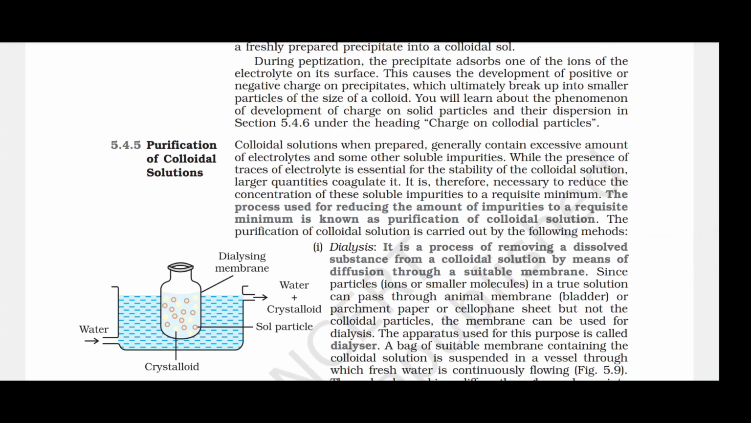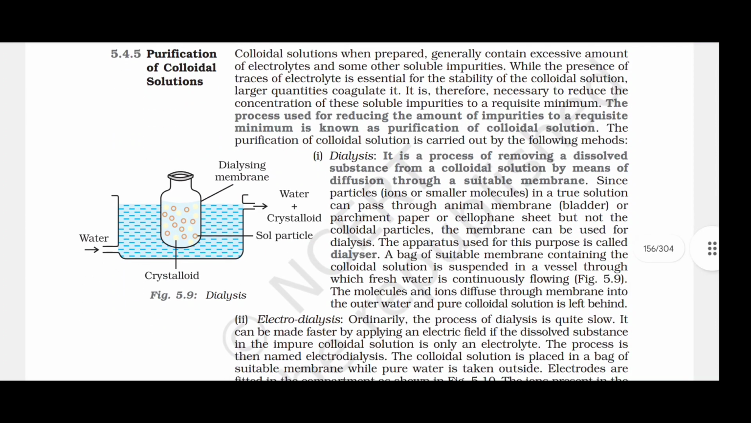Purification of colloidal solutions. Colloidal solutions, when prepared, generally contain excessive amount of electrolytes and some other soluble impurities. While the presence of traces of electrolyte is essential for the stability of the colloidal solution, larger quantities coagulate it. It is therefore necessary to reduce the concentration of these soluble impurities to requisite minimum. The process used for reducing the amount of impurities to a requisite minimum is known as purification of colloidal solution. The purification of colloidal solution is carried out by the following methods.